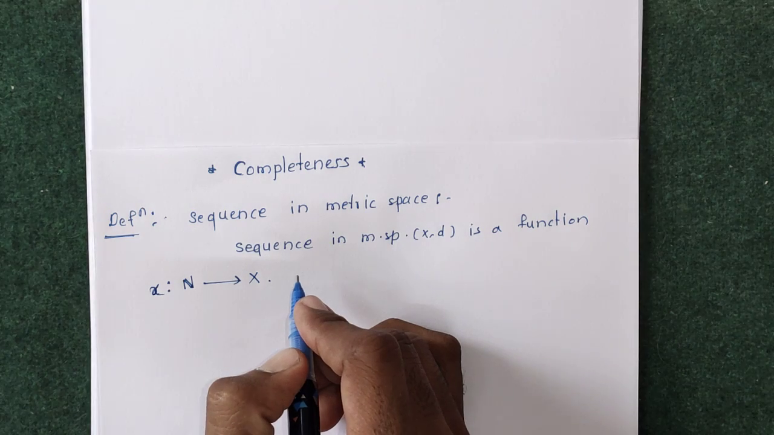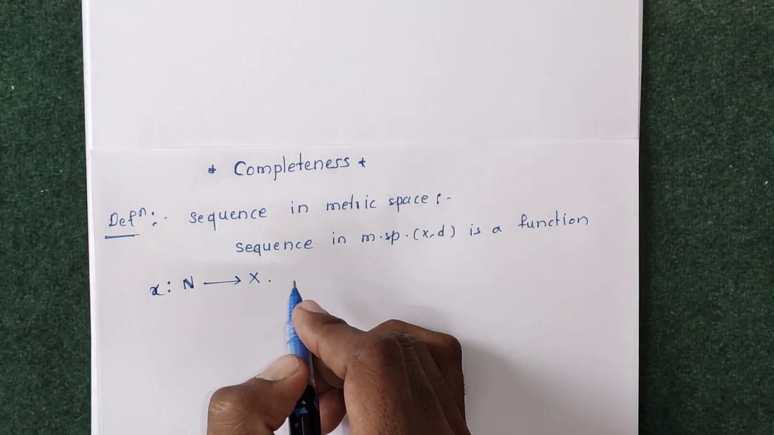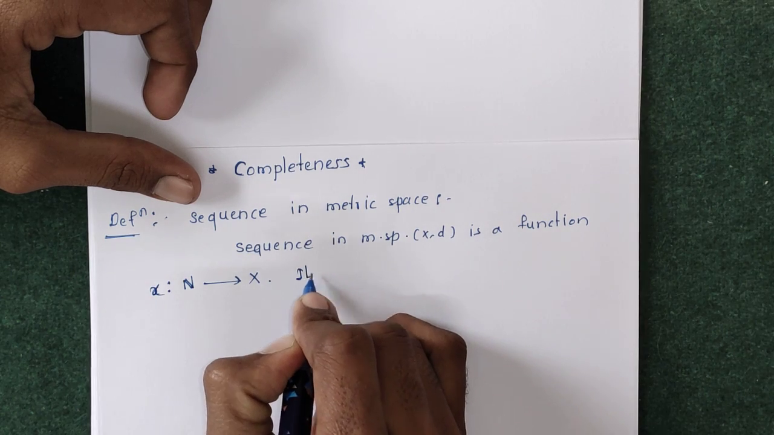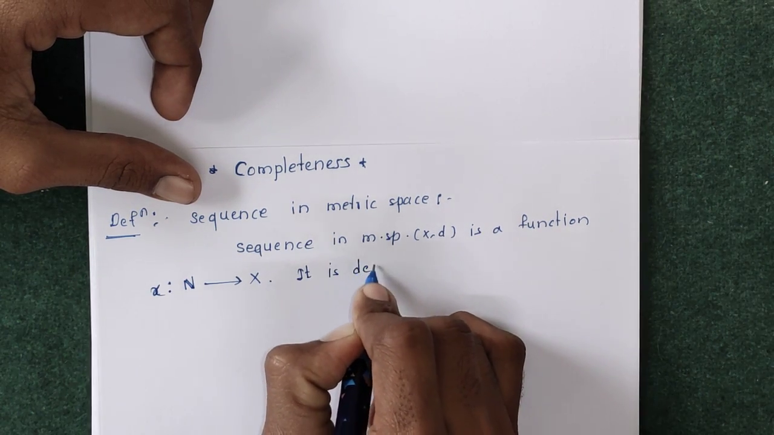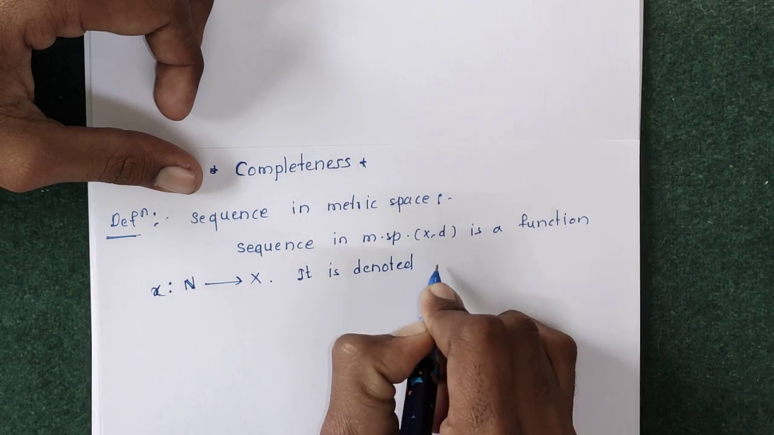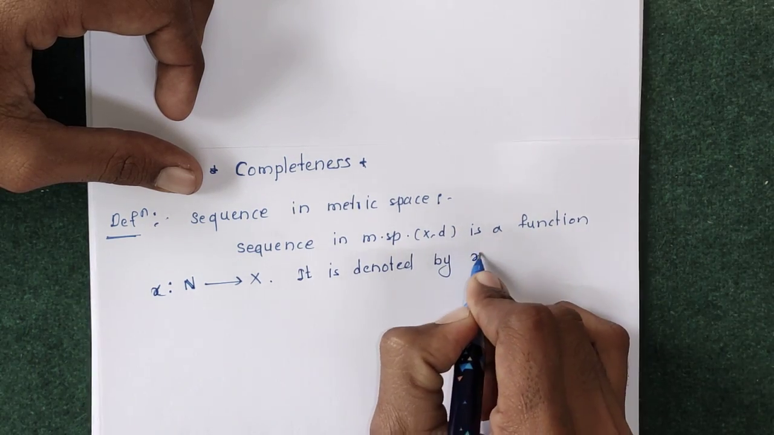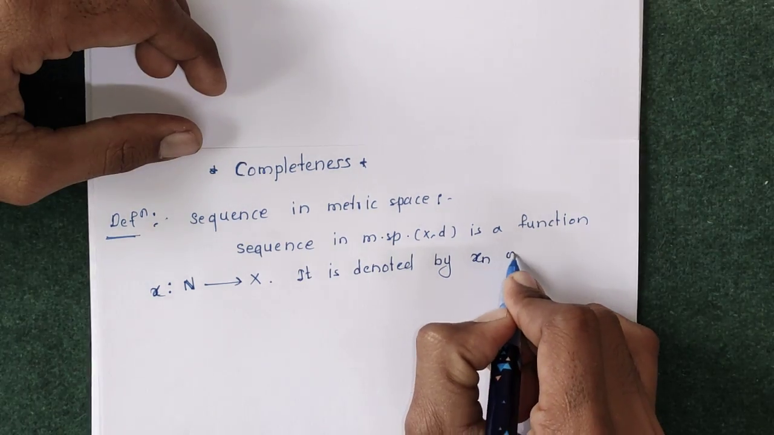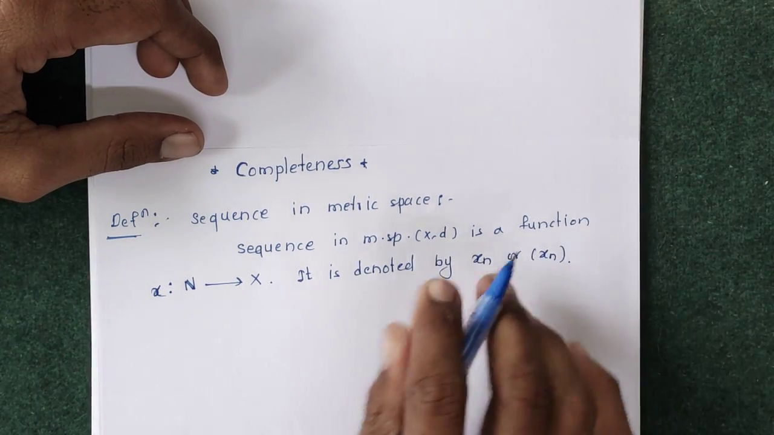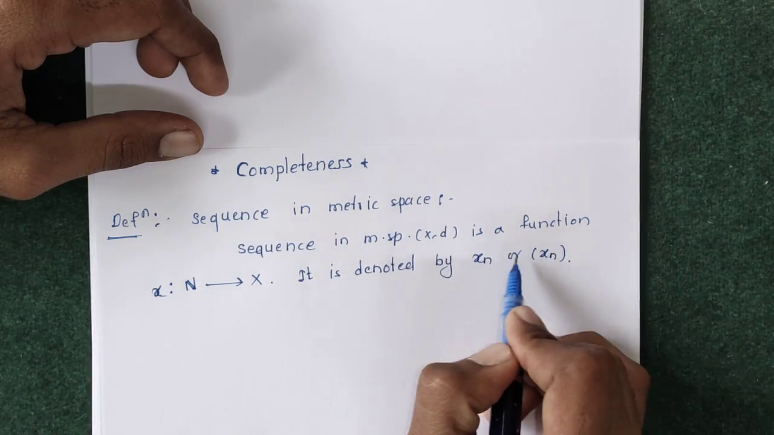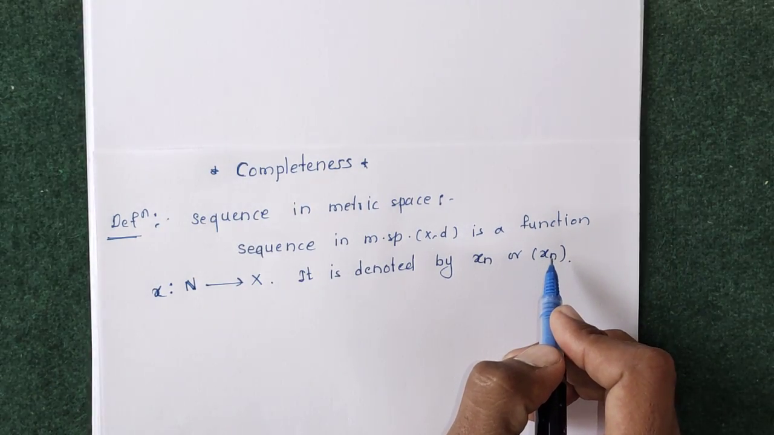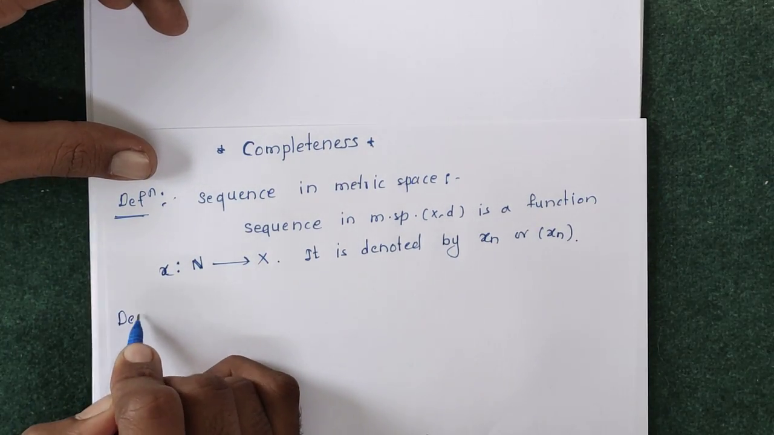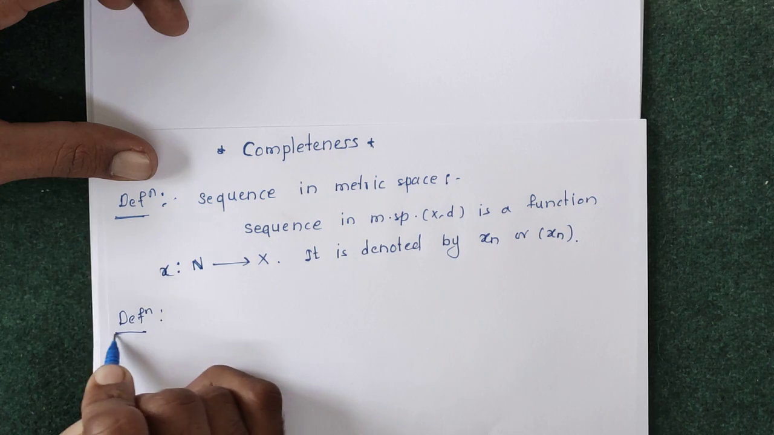A sequence in metric space is just a function from a set of natural numbers to some metric space (X, d), and it is denoted by xn, or sequence xn. It is denoted directly by xn or in open brackets (xn). Now the second definition is subsequence. Definition of subsequence.